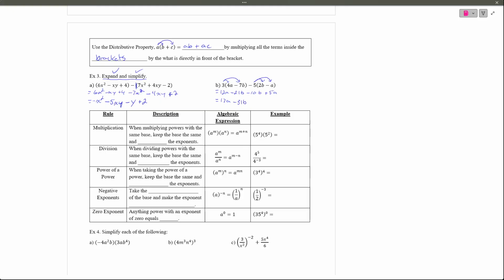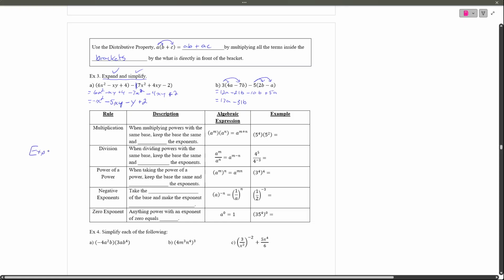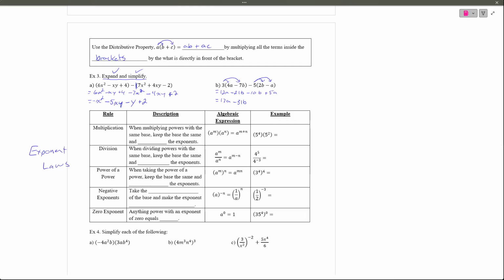Okay, so it's time to remind you of all of your exponent laws. We haven't touched on this at all in the grade 10 course yet, so you'll have to kind of remember from your previous years, but hopefully you've got everything in your back pocket and it's right at your fingertips.